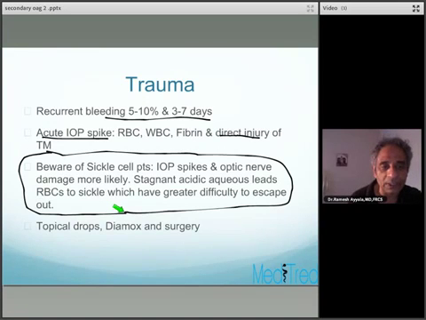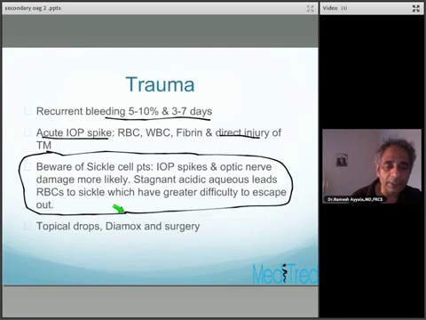So beware of the sickle cell patient. The reason being the IOP spikes and the optic nerve damage are more likely to happen in this patient population following traumatic hyphema. The reason for that is the stagnant acidic aqueous leads to RBCs sickling, which have greater difficulty escaping out of the trabecular meshwork, leading to pressure spike. So if you do have a patient with sickle cell and the patient has hyphema, you've got to control the intraocular pressure aggressively and should have a short fuse to take the patient back to the operating room to drain the blood out of the eye if you are not able to control the intraocular pressure with medications.